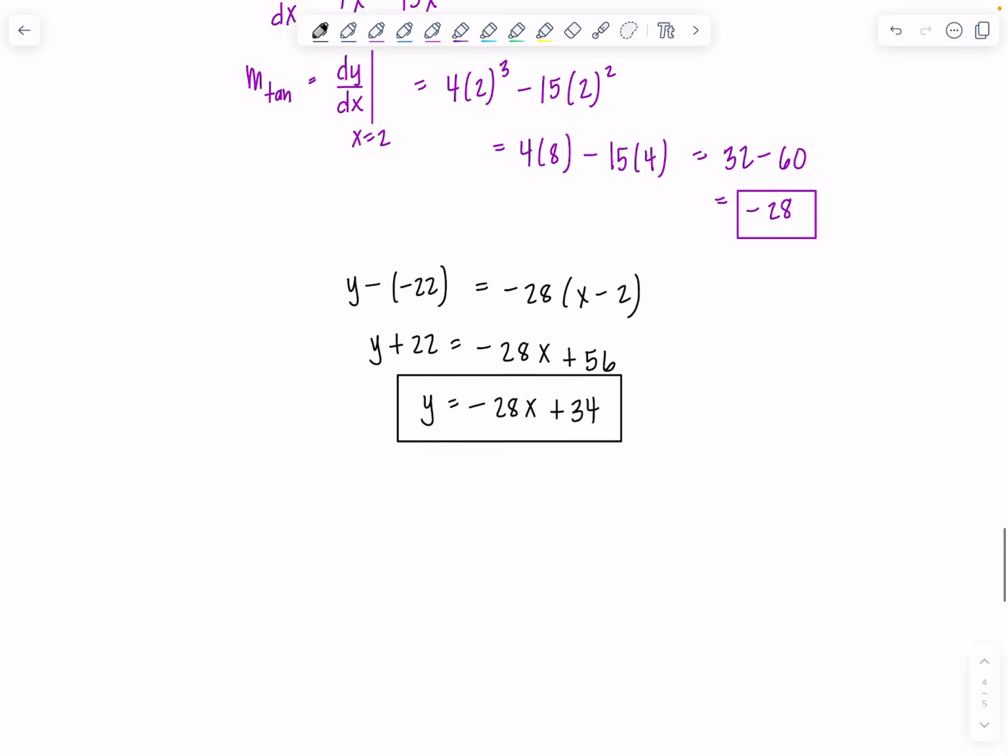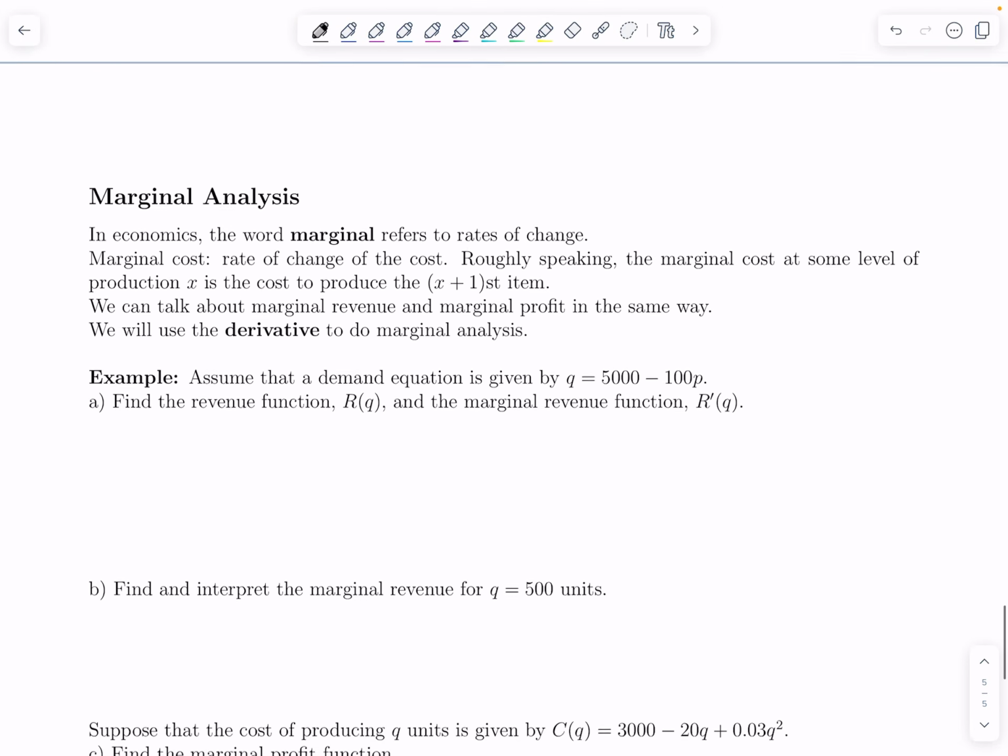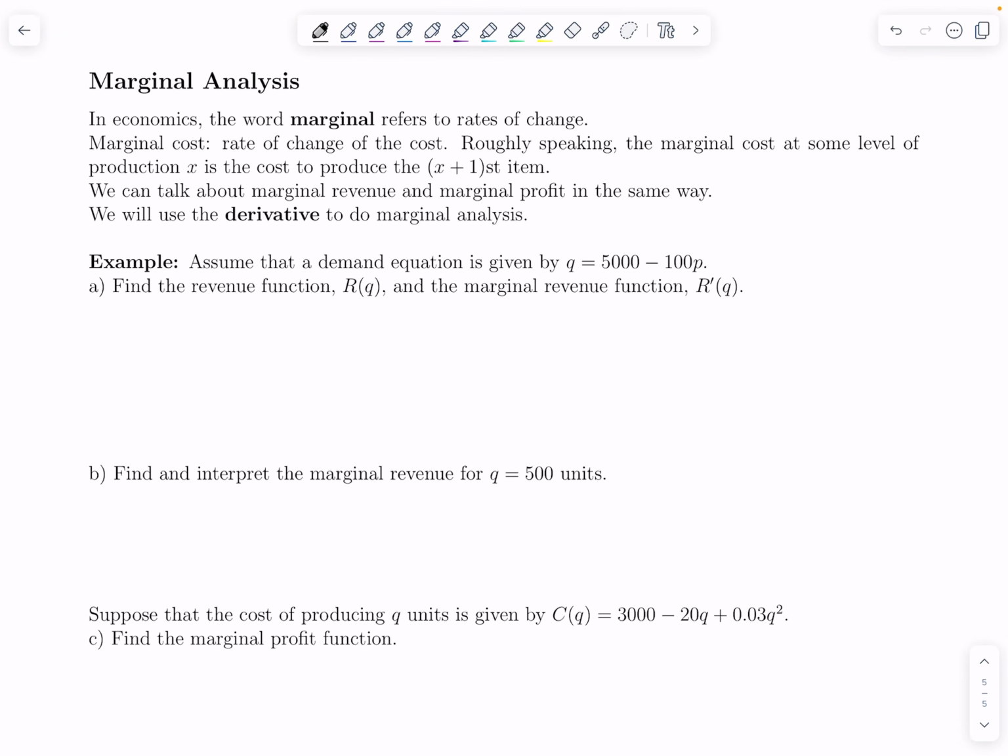Okay, last topic. We are business calc students, aren't we? So now we want to look at some applications here. And the biggest one is marginal analysis. In economics, the word marginal refers to rates of change. Marginal cost refers to the rate of change of the cost. Roughly speaking, the marginal cost at some level of production x is the cost to produce the x plus first item, the one that comes after it. And then we can also talk about marginal revenue and marginal profit in the same way.